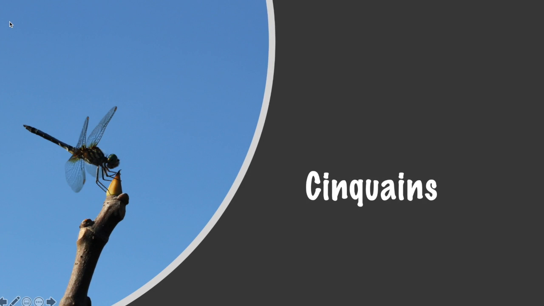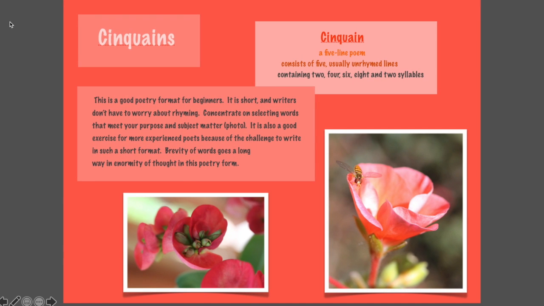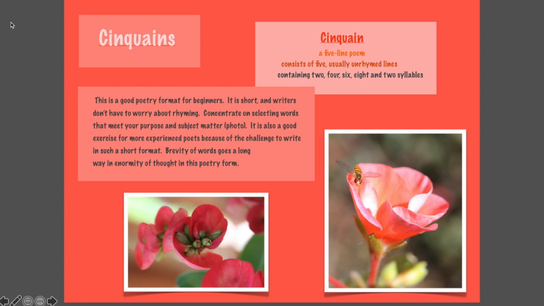Next, we'll look at cinquains. Cinquains are fun. Cinquains are just 5 lines long, with only a few words on each line, making them easy to write. The first and last lines have just 2 syllables, while the middle lines have more, so they end up with a diamond-like shape similar to the poetic form called the diamante.